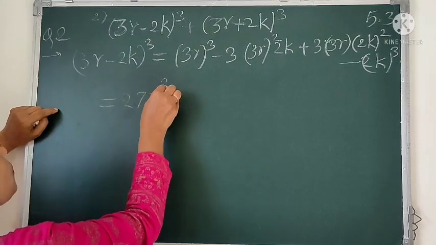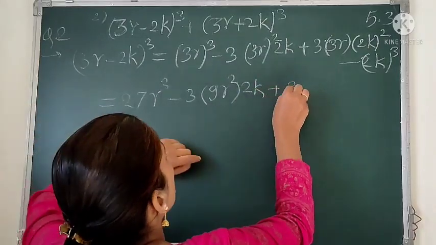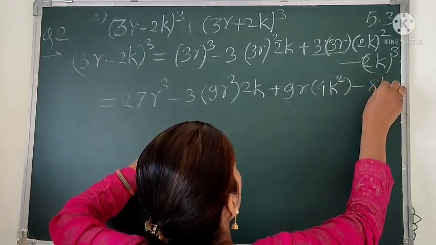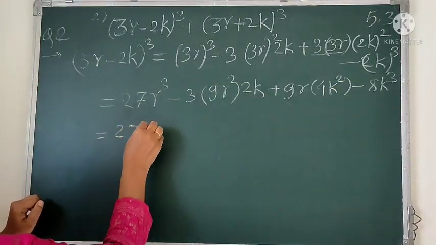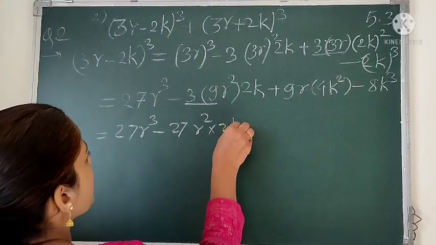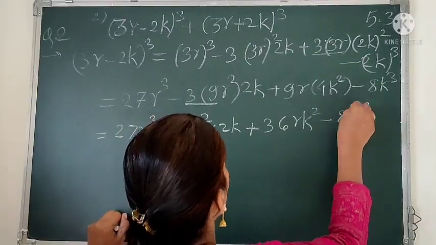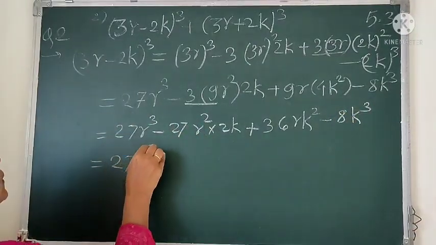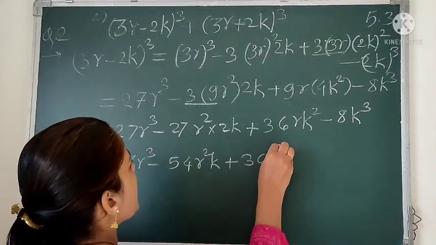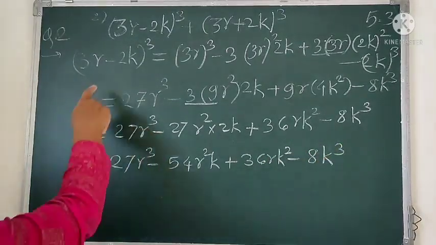Here 27r cube minus 3 into 9r square into 2k plus 3 into 3, that is 9r, into 4k square minus 8k cube, equal to 27r cube minus 27r square into 2k plus 36rk square minus 8k cube. That is 54r square k plus 36rk square minus 8k cube. This is the expansion of the first term.